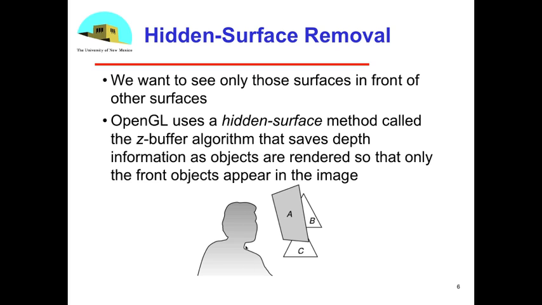So here's the idea. Here's a viewer. Here's three objects out there in space, and you want to take into account that object A is closer to the viewer than object B, and if these are opaque, A should block out at least some of B and C as seen by this particular viewer. So obviously it does depend on where the viewer is located.